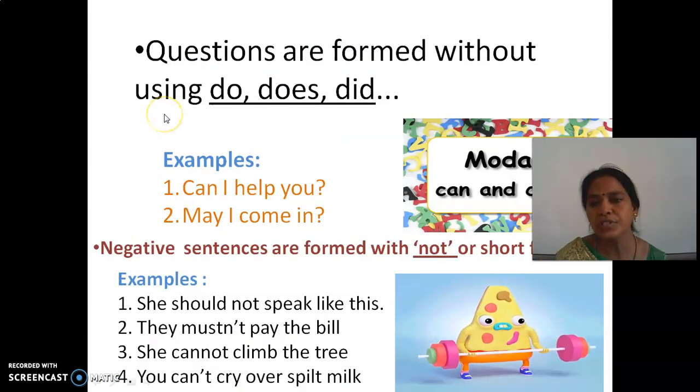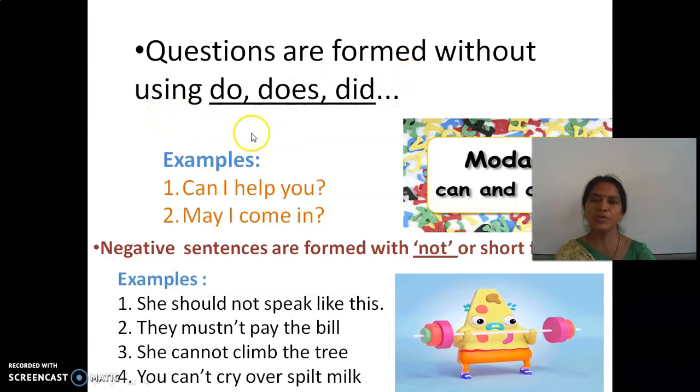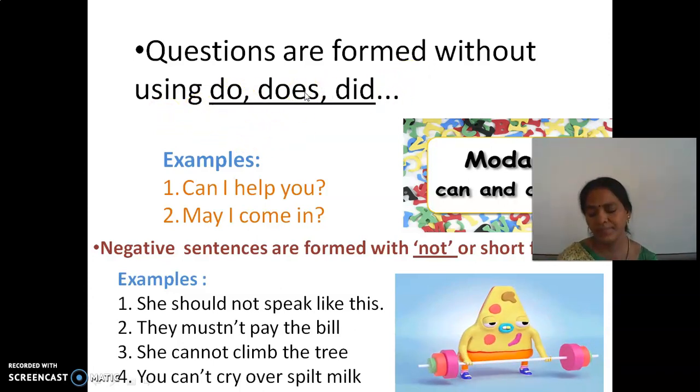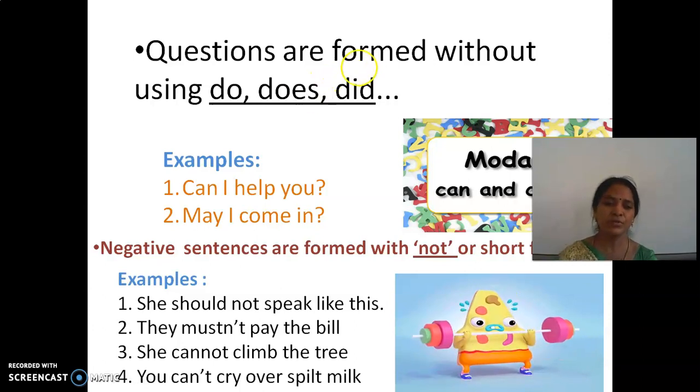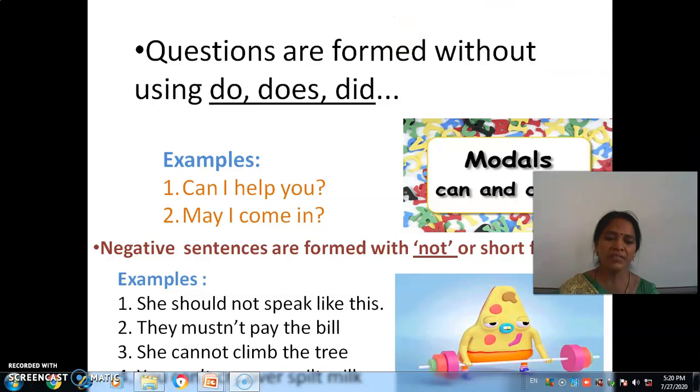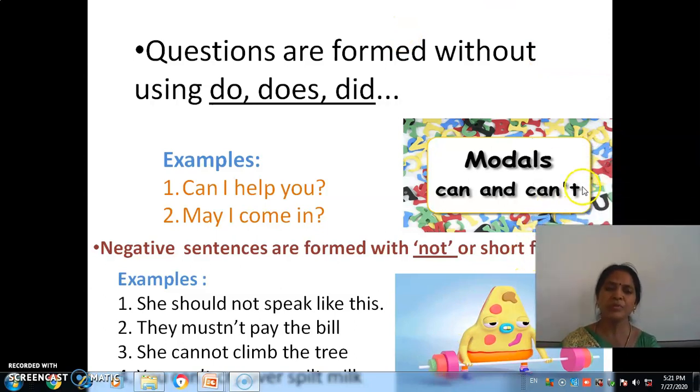We have questions formed without using do, does, did. Here we make a lot of mistakes, children. I feel so sorry to say, even in the groups, most of you will be asking the questions with the slang you are not changing. So if I tell you here the questions formed without do, does, did, it makes no difference.